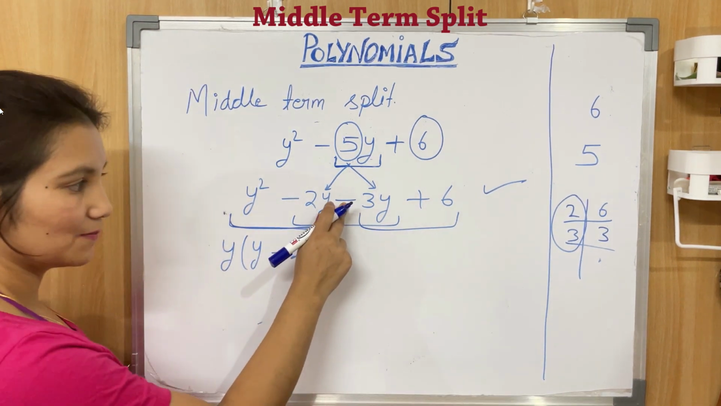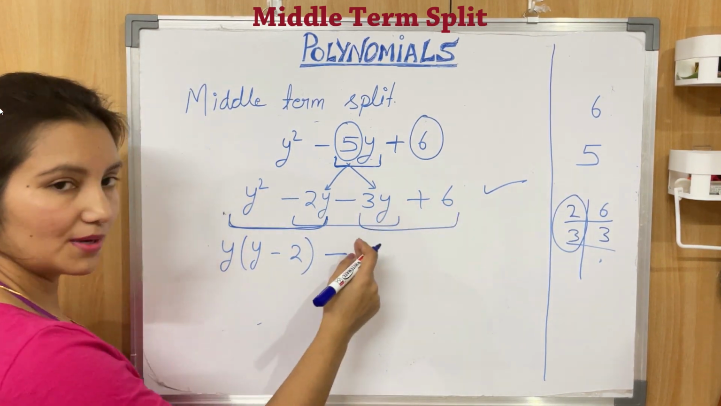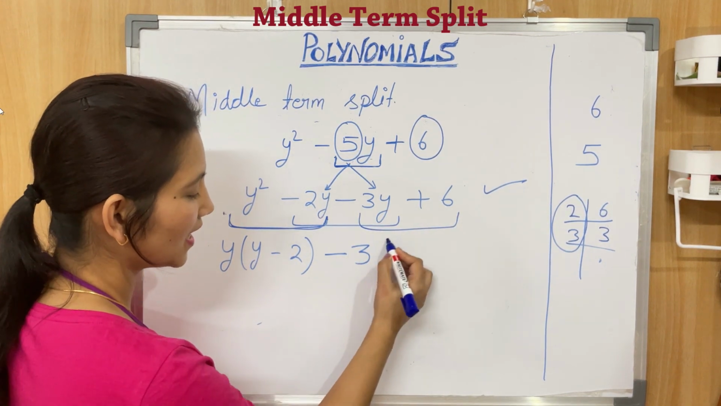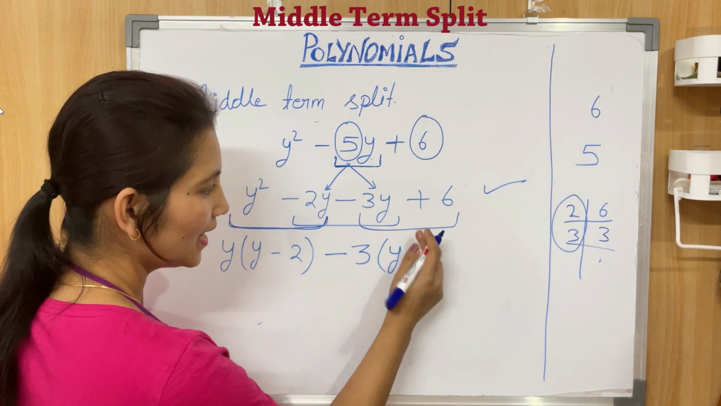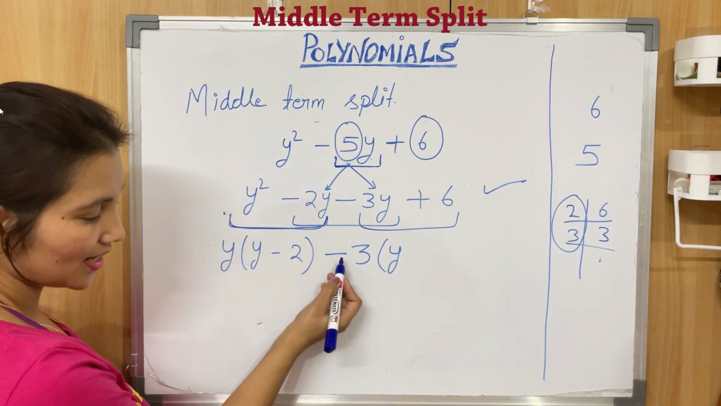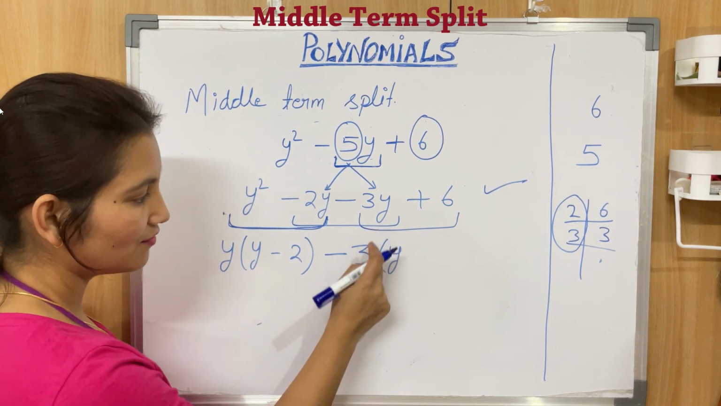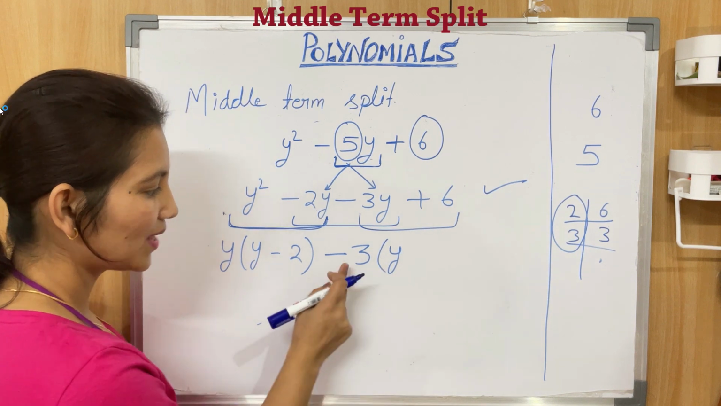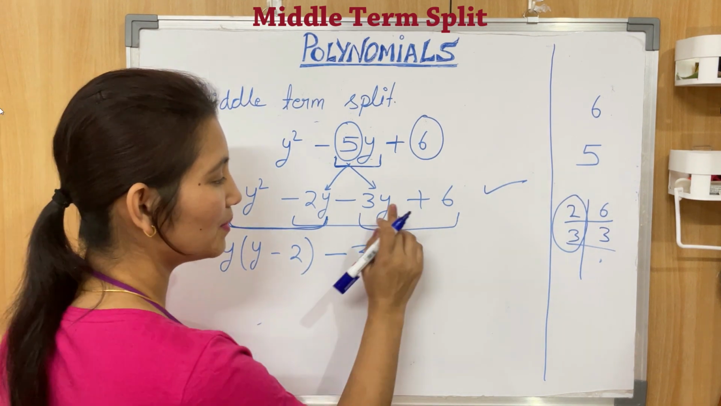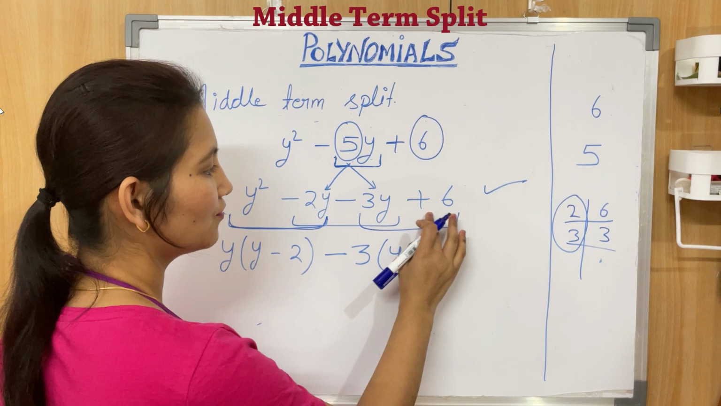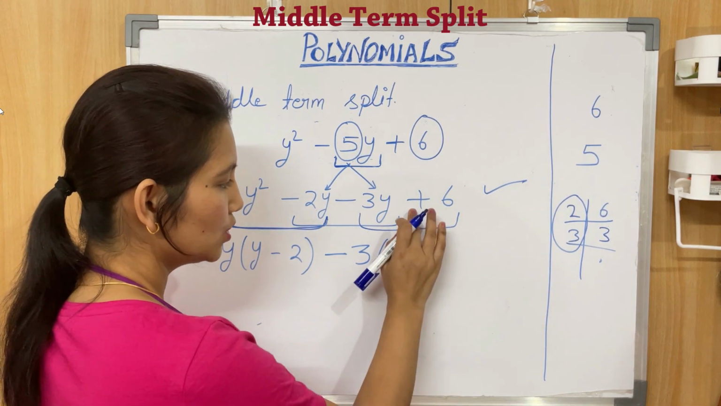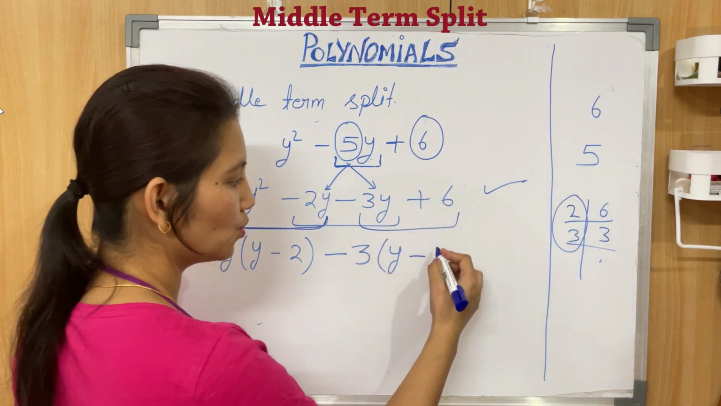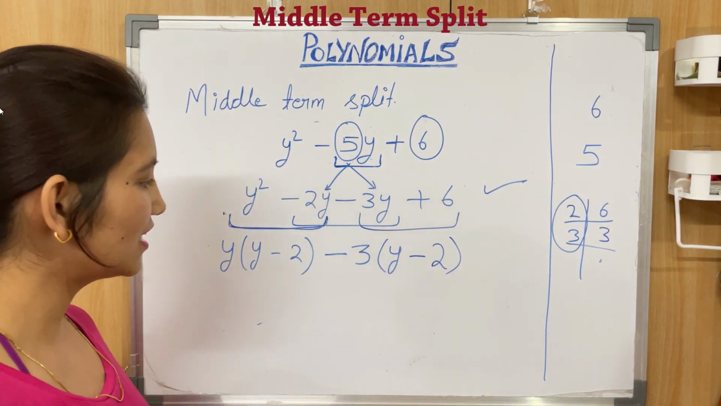Now in the minus 3y and 6, what is common between these 2 terms? 3 is common, so I'll take 3 outside, and inside I'm left with y. I have taken minus outside, so whenever there's a minus sign outside a bracket, make sure that you change the sign of whatever is inside the bracket. So plus 6 becomes minus, and with 3 out, it means minus 2. So we have taken 3 outside.